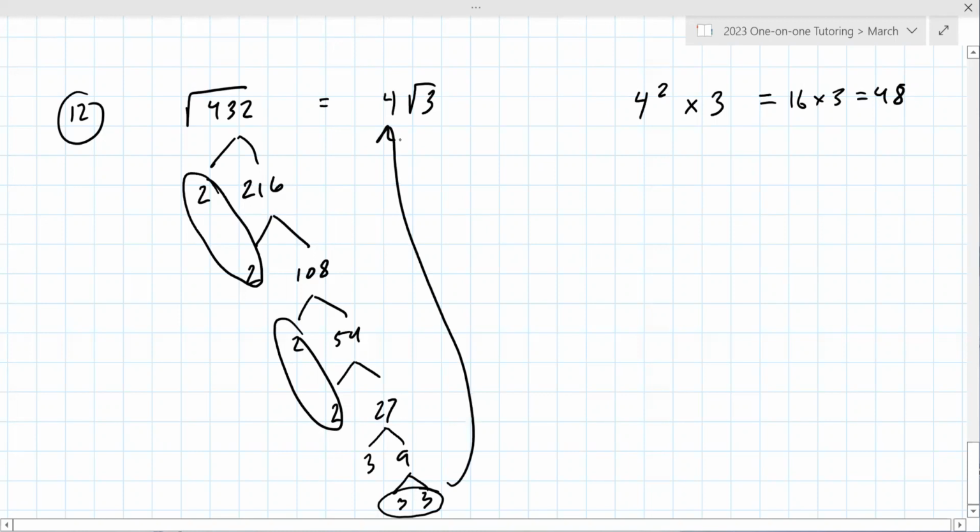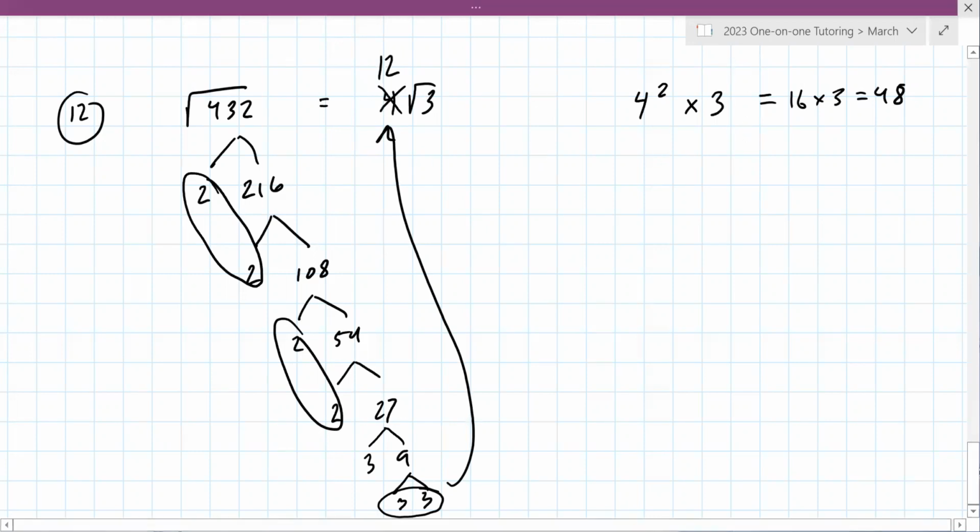Okay, that would be the number 2, 2, 3. It would be 12 square root of 3. Yes. Very good. There we go. That was number 12.